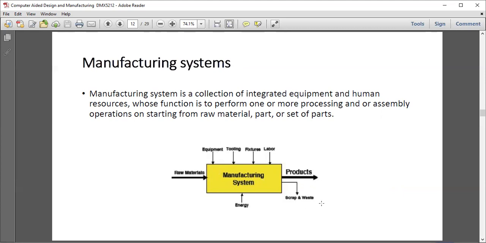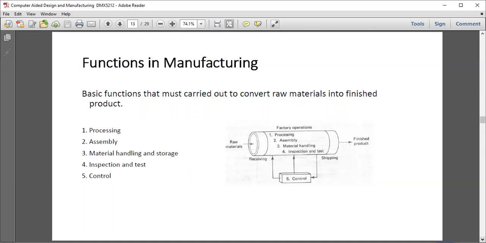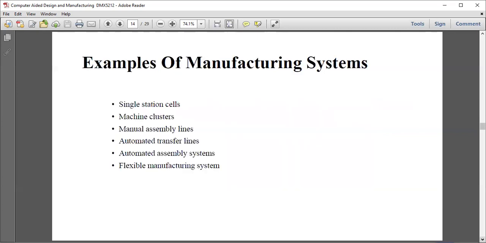Also there will be an output, the waste. So in modern manufacturing, we are trying to reduce this part, and we are trying to accelerate the production time. That's why basically we need CAD CAM. Again, these are functions in manufacturing systems, like post processing material, then assembling parts, material handling, then after completing the part, inspection, testing, and factory control.